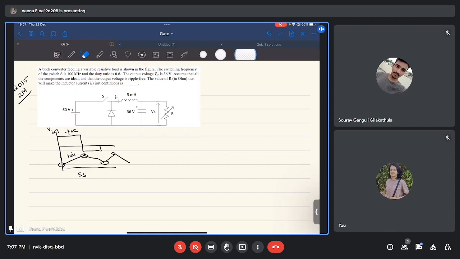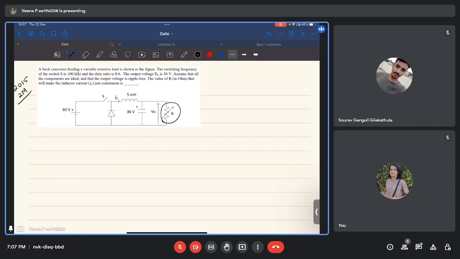So in the problem it is given that we have to find the value of resistance which will give a current which is just continuous. So just continuous means what? The current will be just continuous means the minimum value of inductor current will be 0. So if you understand that, now we can proceed.